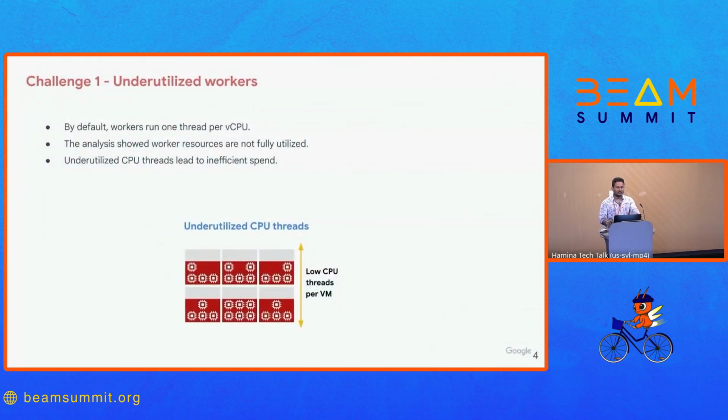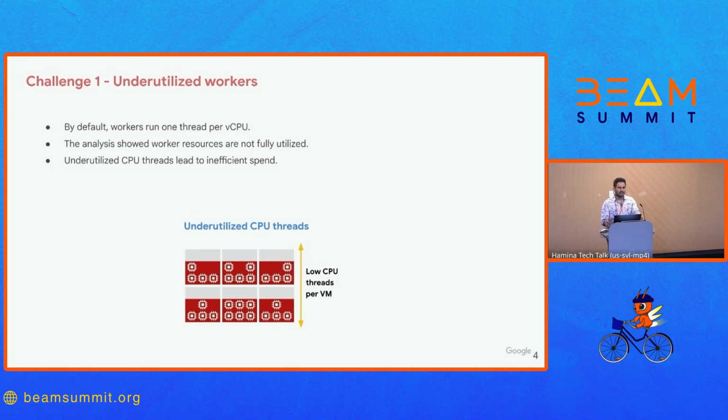So one of the challenges is underutilization of workers. By default, Dataflow workers run one thread per vCPU. So if your workers are 4-core machines, per worker you'll have 4 threads, and these are the 4 threads that will be processing your data in parallel. The analysis showed that worker resources are often not fully utilized.